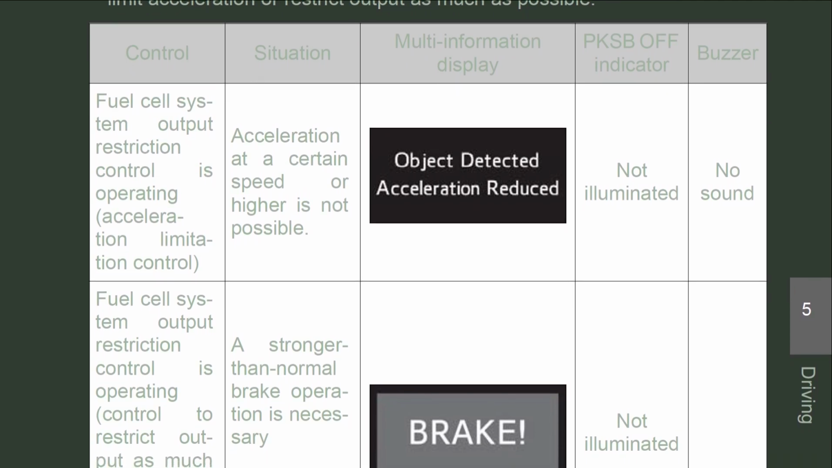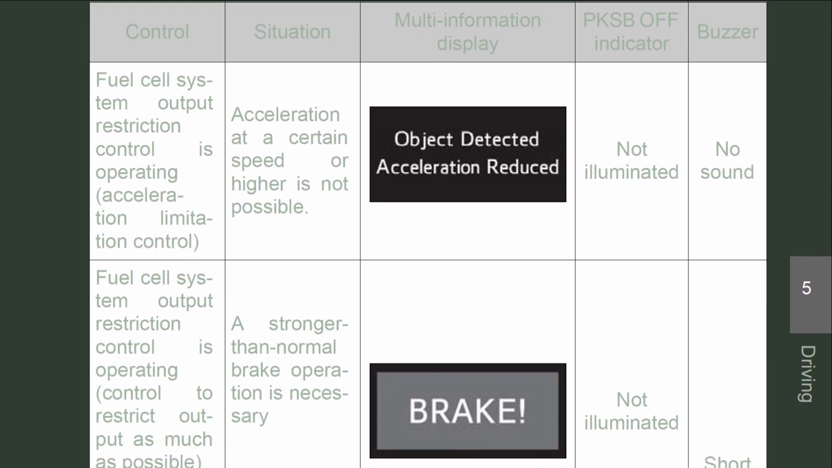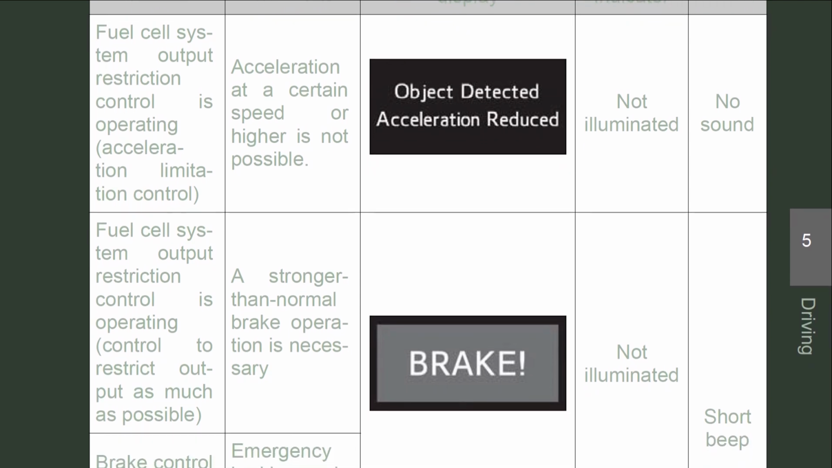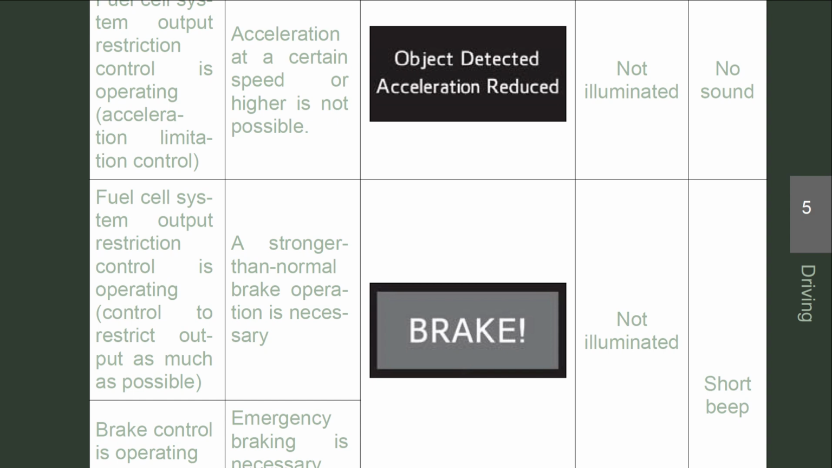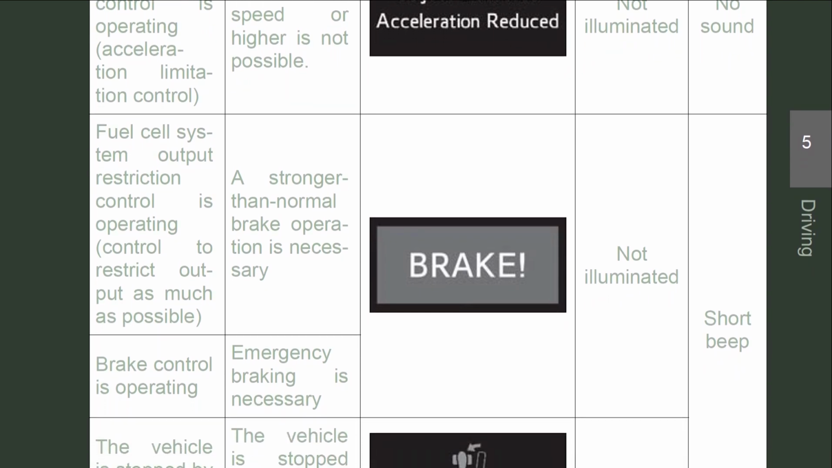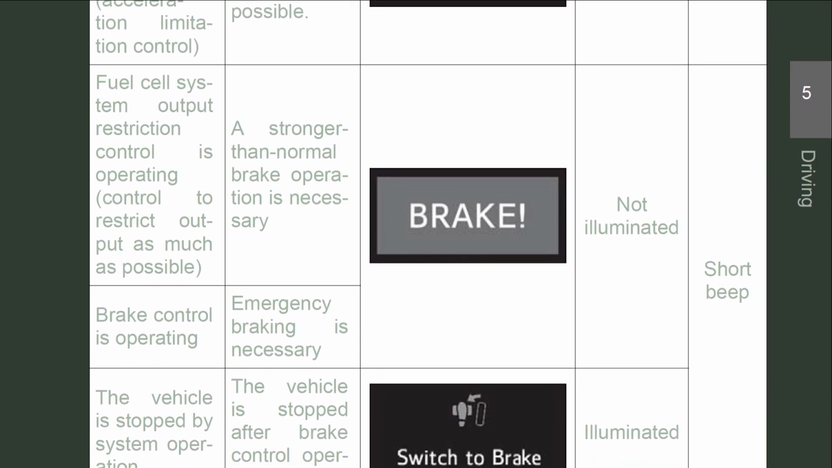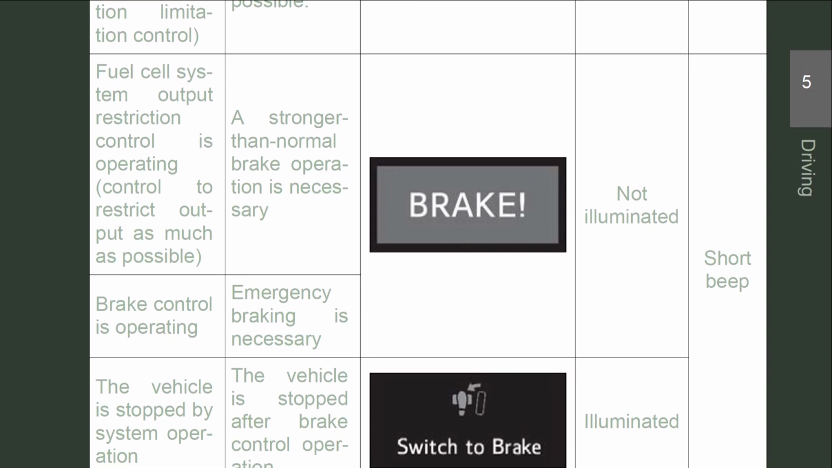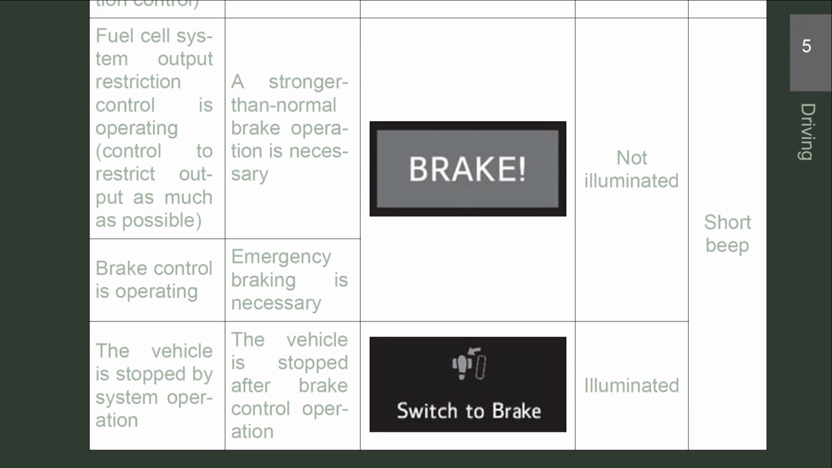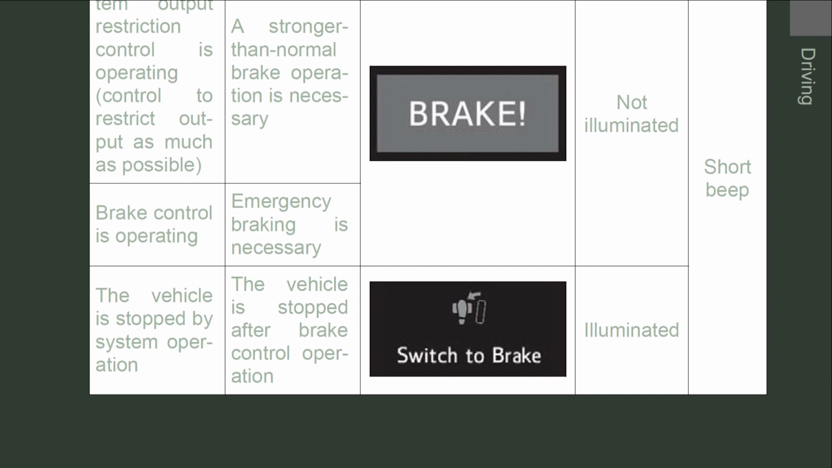Fuel cell system output restriction control is operating: acceleration limited control. Acceleration at a certain speed or higher is not possible. Not illuminated, no sound. Fuel cell system output restriction control is operating: control to restrict output as much as possible. A stronger than normal brake operation is necessary. Not illuminated, short beep. Brake control is operating. Emergency braking is necessary. The vehicle is stopped by system operation. The vehicle is stopped after brake control operation. Illuminated.